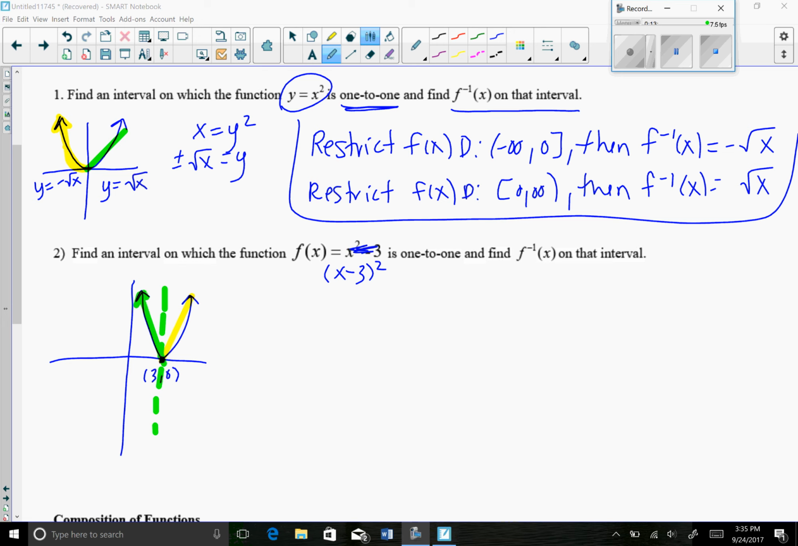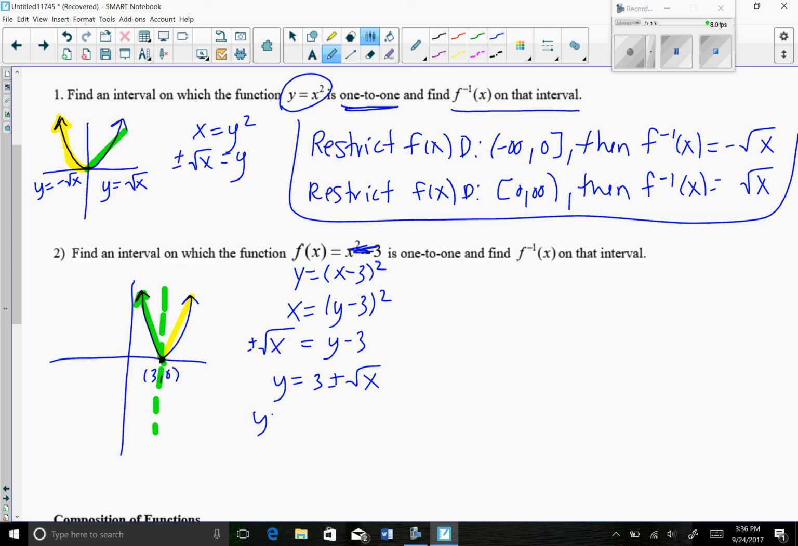But notice now that the value that I'm restricting it at, the vertex area, is right here at 3, 0. So the first thing I want to do is figure out the inverse. Of course, this was y equals, so first switch those values. So x equals y minus 3 squared. And then order of operations backwards. In this case, we have to get rid of that exponent before we can do what's in here. So we have plus or minus the square root of x is equal to y minus 3. And then the next step would be to add that 3 to the other side. So y is equal to 3 plus or minus the square root of x.